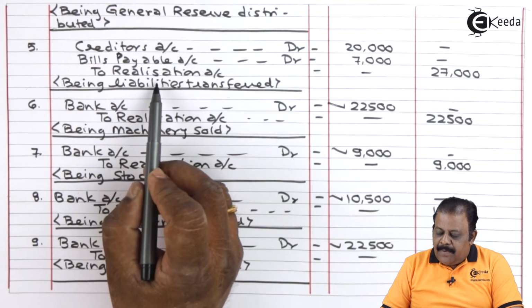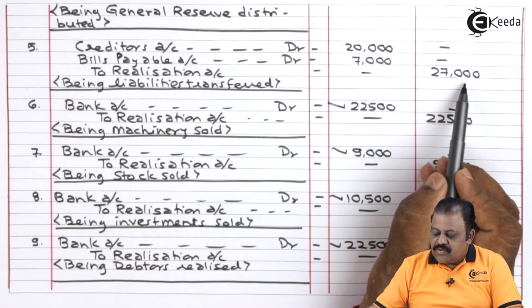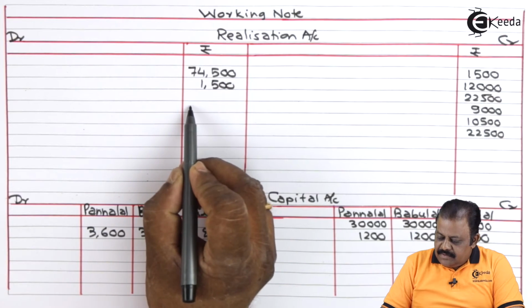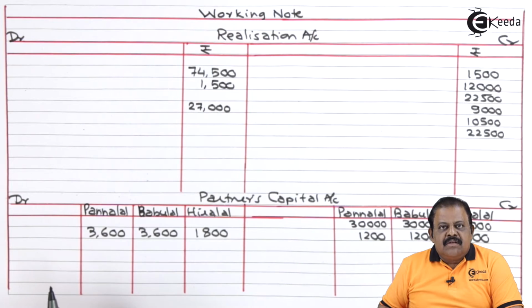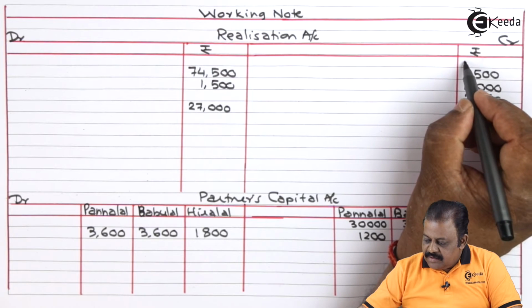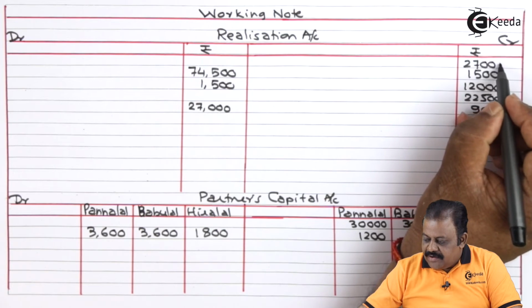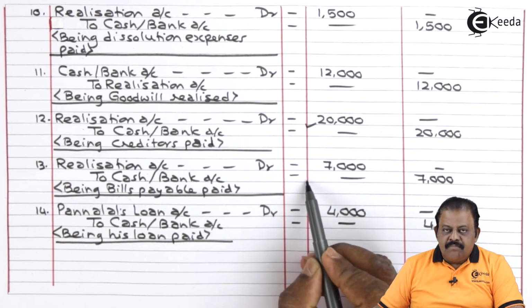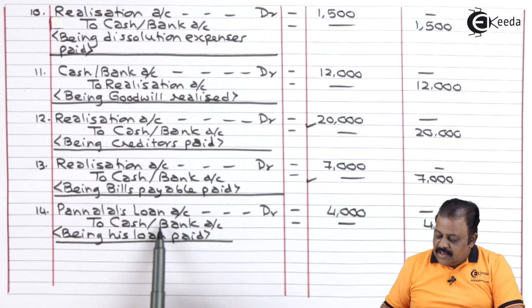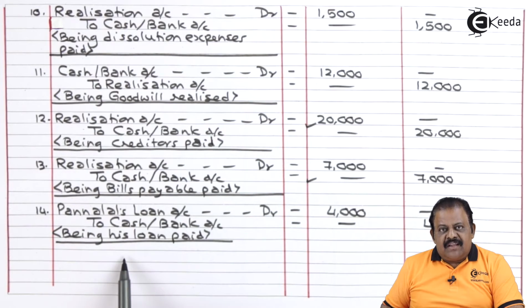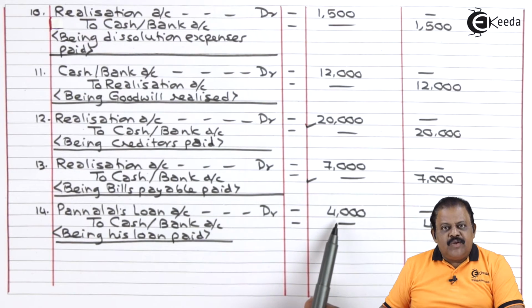Creditors and bills payable paid, total amount paid 27,000. Realization account debit for creditors and bills payable paid 27,000. When liabilities are transferred, it will be credited 27,000 over here. Entry for creditors paid, bills payable paid, posted. Pannalal's loan is paid. It will not affect realization account because this liability is not transferred to realization account. It will not affect partners capital account. It is paid at book value 4,000.